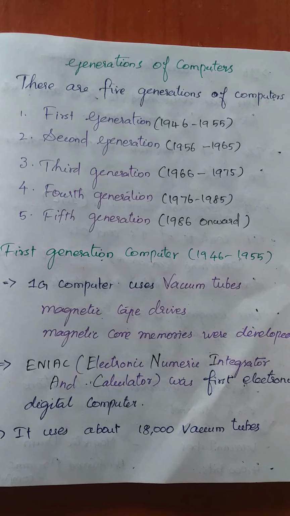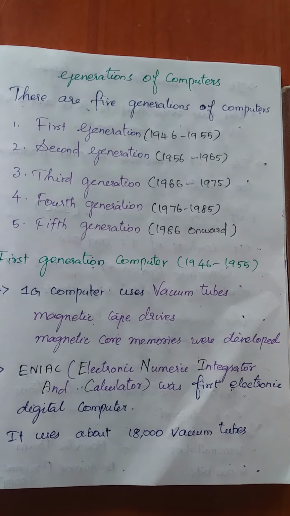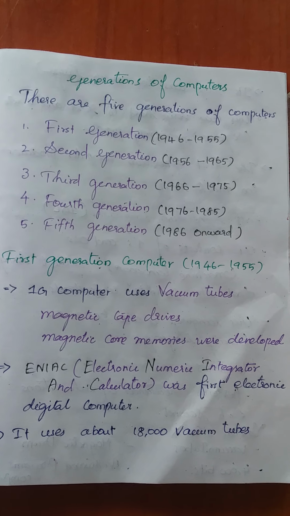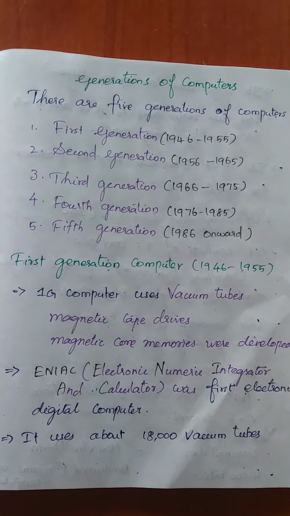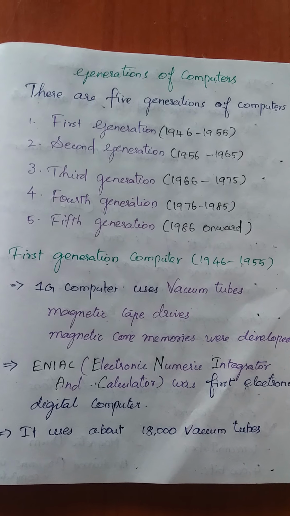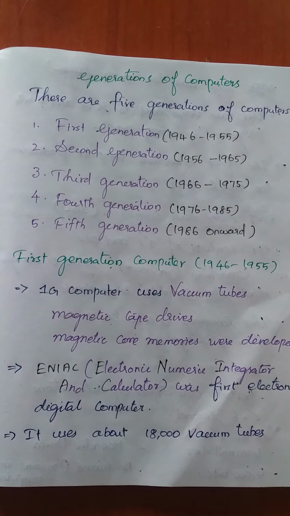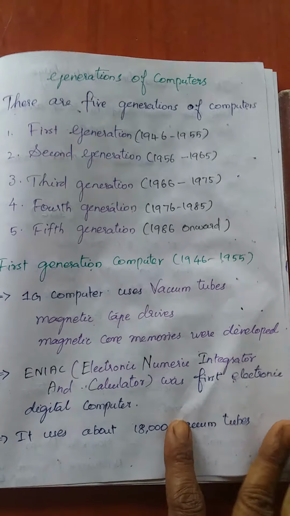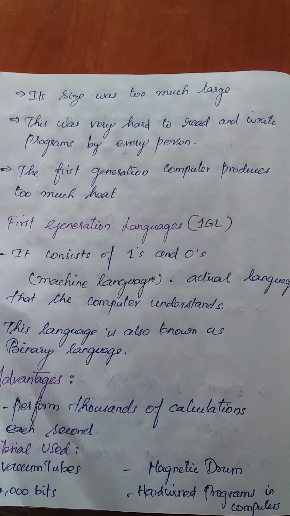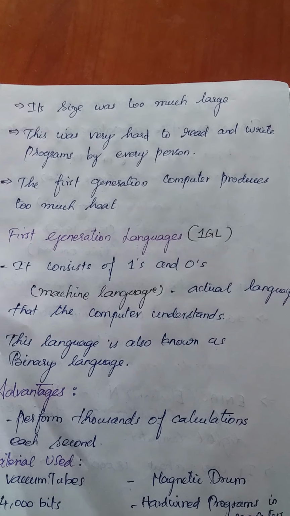The first generation computers used vacuum tubes, magnetic tape drives, and magnetic core memories. The first electronic digital computer was introduced, called the ENIAC, an abbreviation for Electronic Numeric Integrator and Calculator. It used about 18,000 vacuum tubes. Its size was very large. It was very hard to read and write the programs.